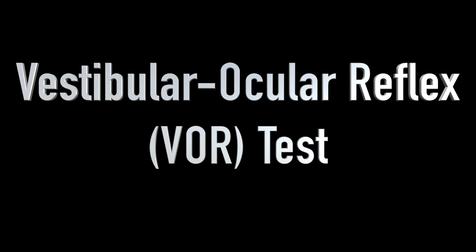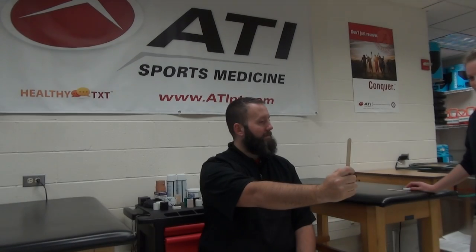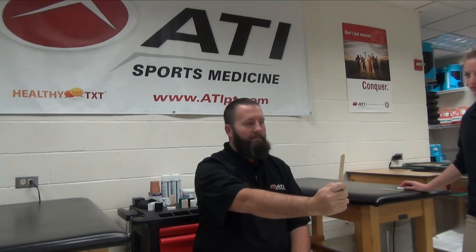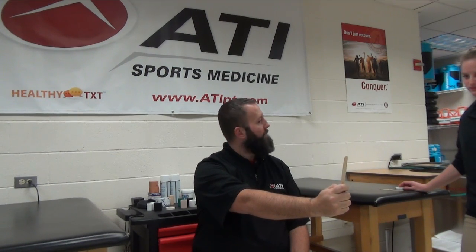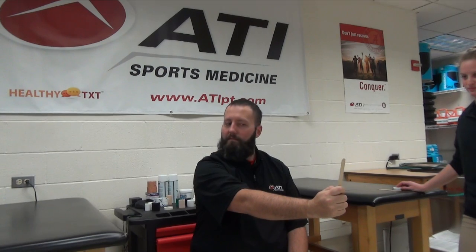The vestibulo-ocular reflex test, or VOR test, assesses the ability to stabilize vision as the head moves. This test requires the same tongue depressor or target with size 14 font as used in the previous test. The patient is seated and either the patient or examiner can hold the target at the midline at a distance of 3 feet from the patient. For horizontal VOR, the patient is asked to rotate their head horizontally with an amplitude of 20 degrees to each side while maintaining focus on the target.